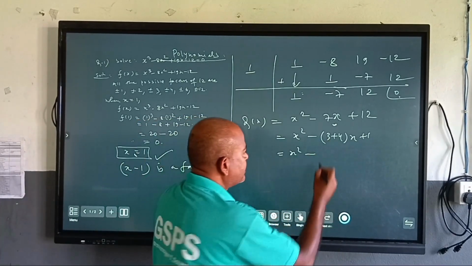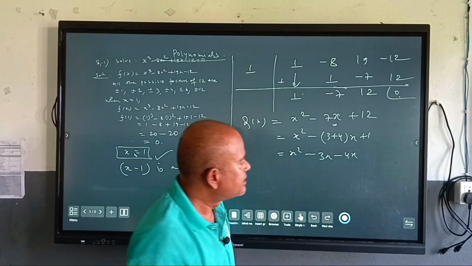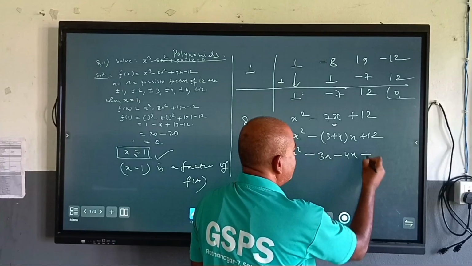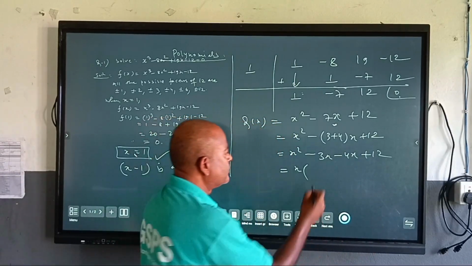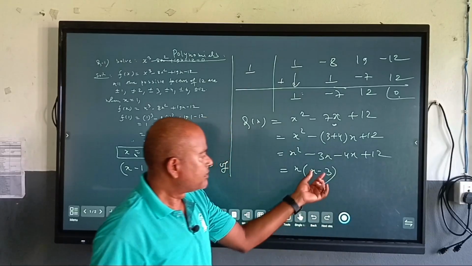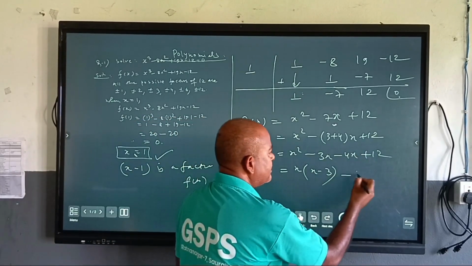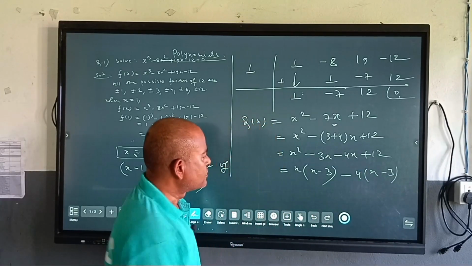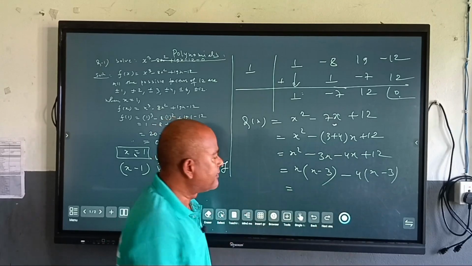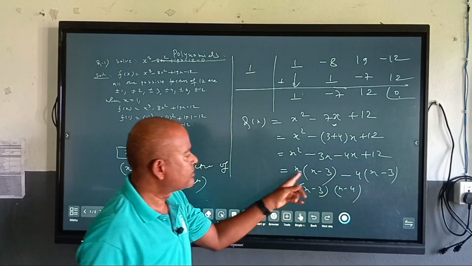Minus 3 times x, we get minus 3x, minus plus minus 4 times x, we get minus 4x, and plus 12 as it is. So if we take x common, then we get one factor x minus 3, then if we take minus 4 common, the remaining factor will be minus plus minus 3. So dear students, x minus 3 is the common factor, and another factor is x minus 4.